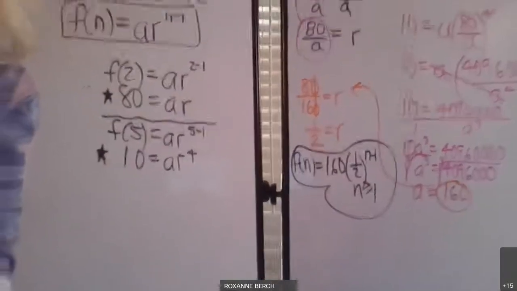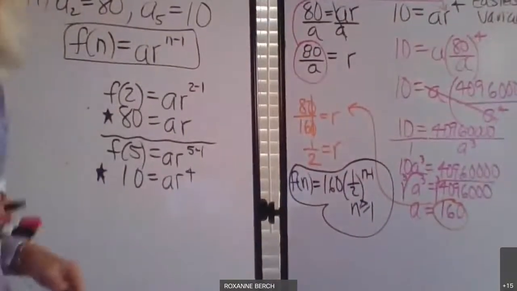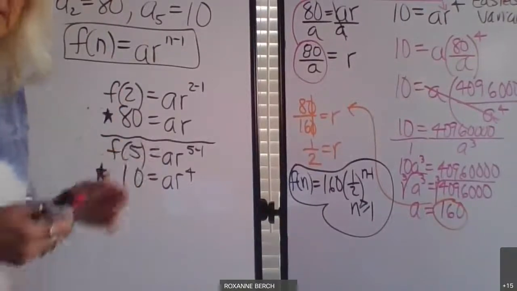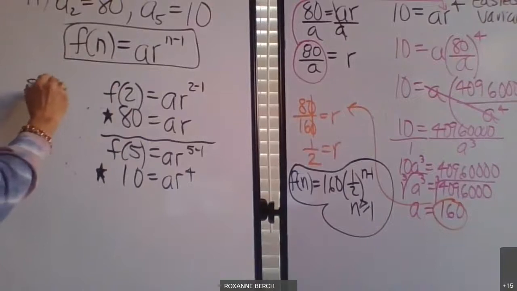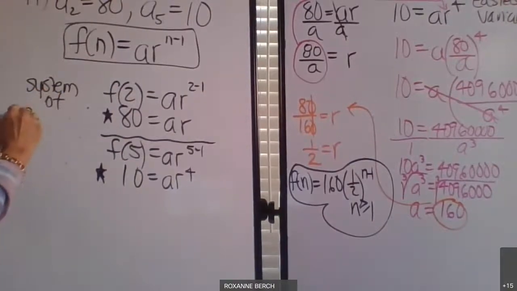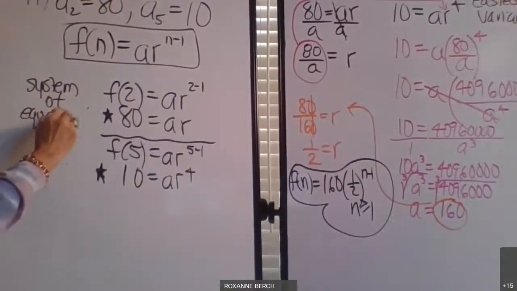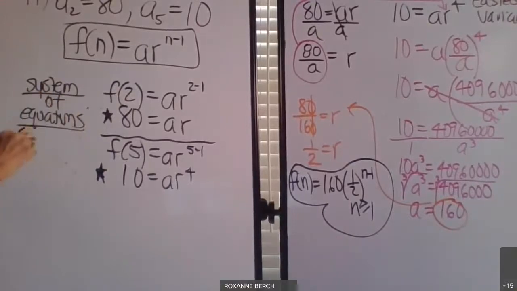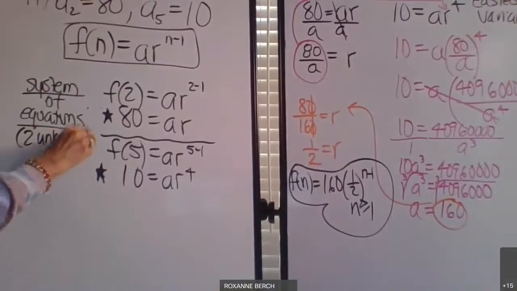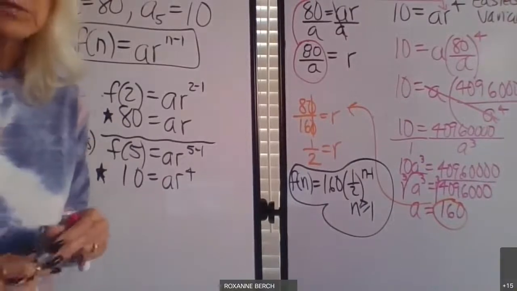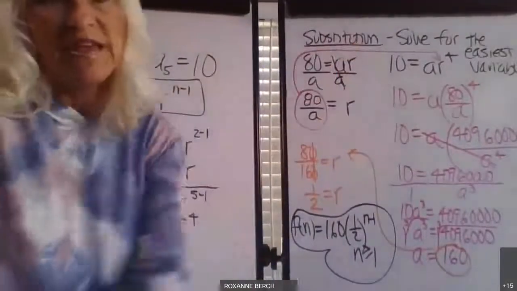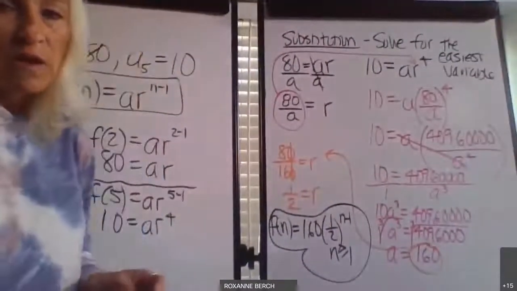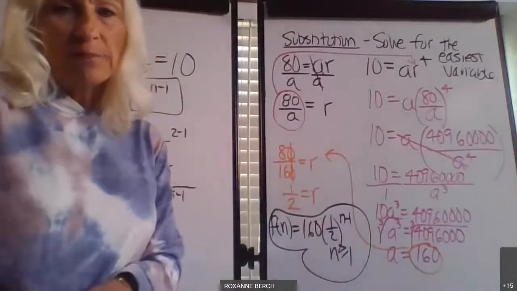So you're going to do this when you're missing A and R. You're going to set up what is called a system of equations. Two unknowns. And for geometric sequences, we're going to use a method called substitution, which means you're going to solve for the easiest variable. And you're going to do exactly what I'm doing.